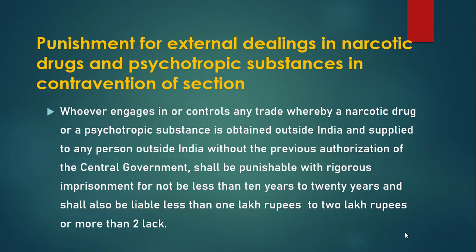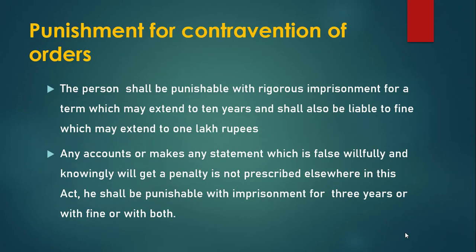So for commercial quantity, how much punishment will you get? The same thing: if you are doing some external dealing with these narcotic and psychotropic substances, you will get imprisonment for not less than 10 years up to 20 years, and shall also be liable to a fine of not less than 1 lakh rupees up to 2 lakh rupees, or sometimes more than 2 lakh rupees, if you are doing external dealings in narcotic drugs and psychotropic substances in contravention of the section.